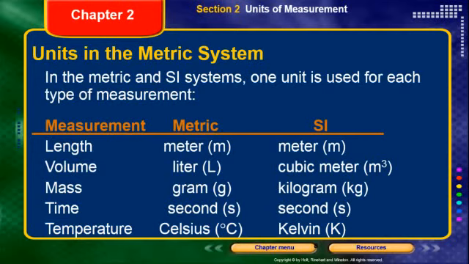All right, in the metric and SI systems, 1 unit is used for each type of measurement. For example, if I'm going to measure length in the metric system, I'll always use meters, right? I might use some derivation of meters. For example, if something's very, very short, I might not measure it in meters. I might measure it in centimeters, but notice that meter is still there. The metric system unit for volume is liter. Like a liter of cola. We already said you guys are familiar with 2-liter bottles.